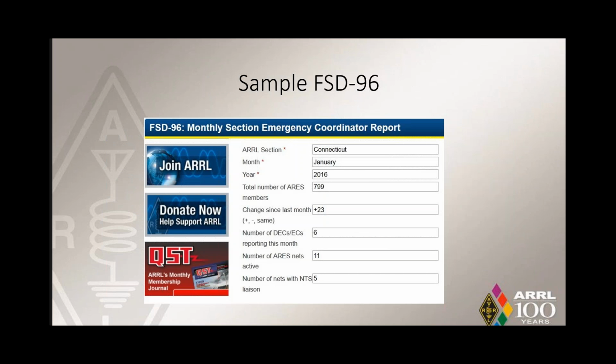So now what we are going to do, we're going to take a look at one that's been filled out. So this is a sample one. So we see the section, month, year. We see the total number of ARES members and the change since the previous month. We see the number of DECs and ECs reporting. Now in this case, it wasn't filled out with the slash out of the total. The number of ARES nets that were active, and out of those, how many of those nets had an NTS liaison.